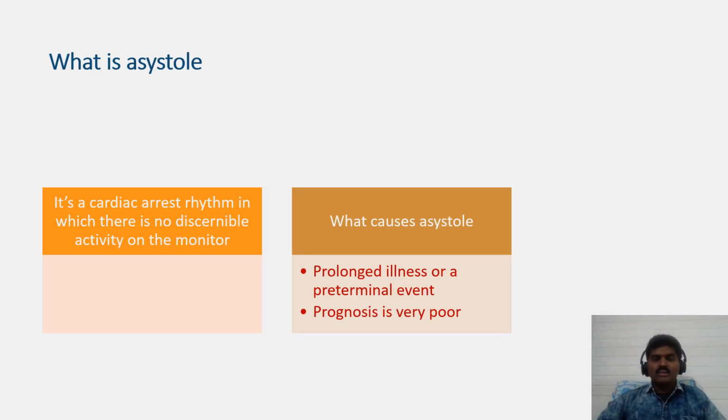Then coming back, what is an asystole? It is a cardiac arrest rhythm in which there is no discernible activity on the monitor, or the monitor will show a flat line of the ECG waves. What are the causes for asystole? Prolonged illness or a preterminal event. Prognosis is very poor when you see asystole.